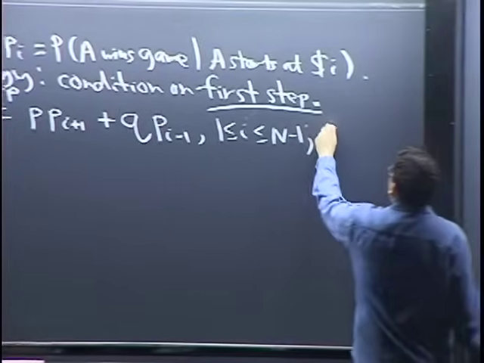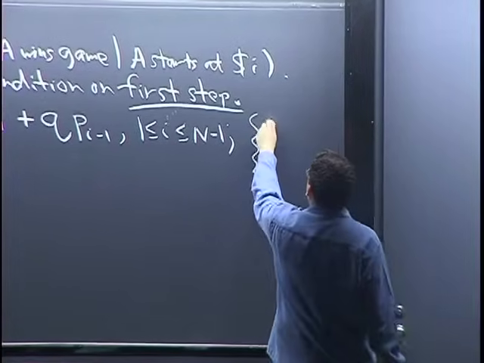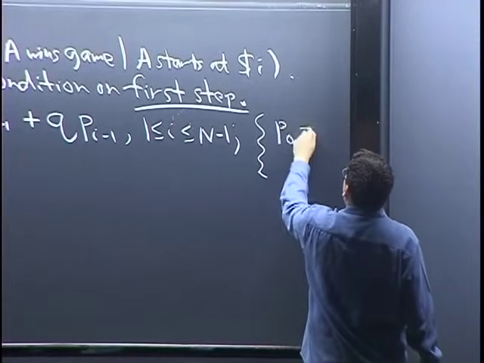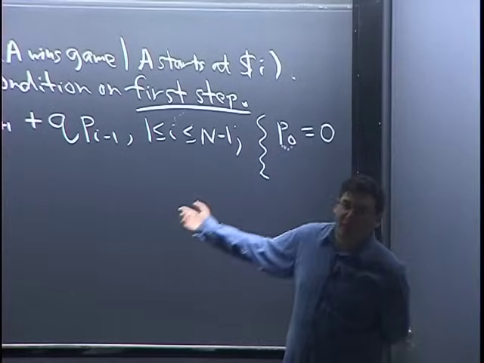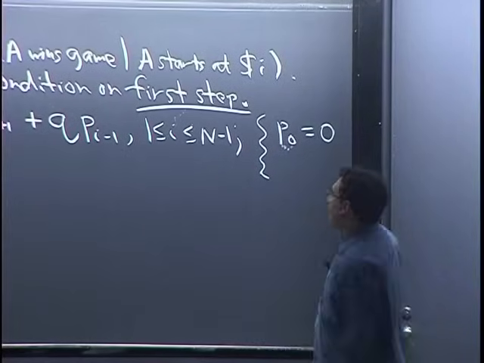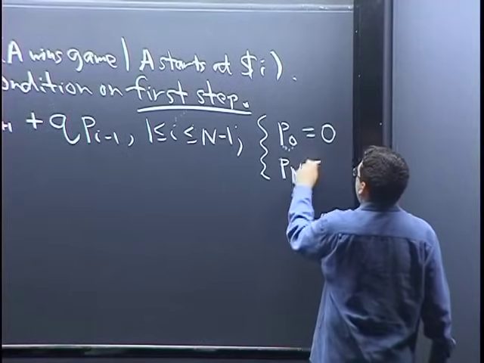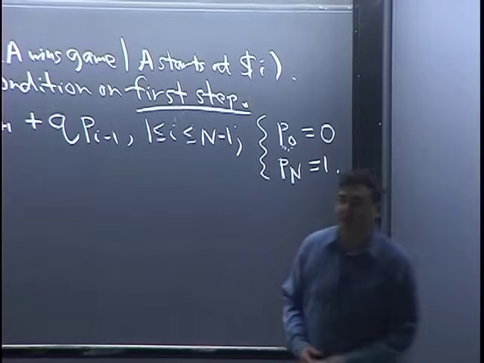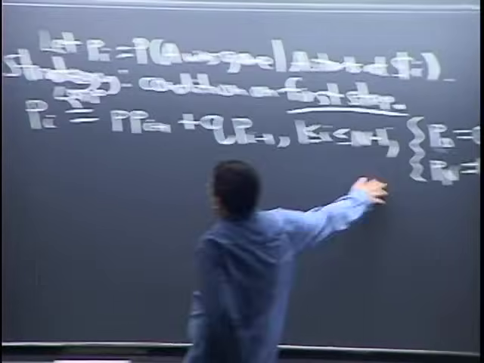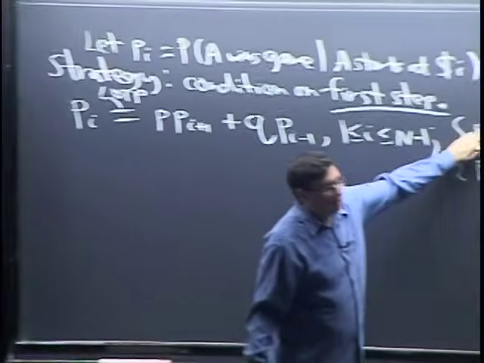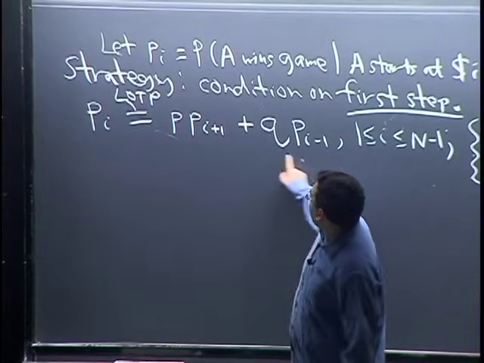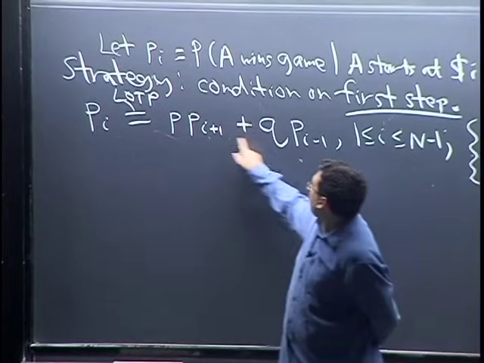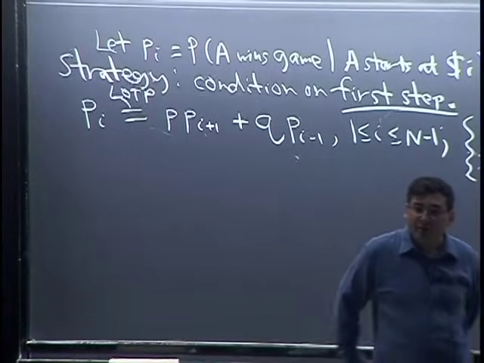And of course, we have two obvious extreme cases. P_0 equals 0. That's a pretty sad case where A starts out bankrupt and nothing happens. Similarly, P_N equals 1. That's the case where B starts out bankrupt. Okay? So we have these extreme cases. These are called boundary conditions. And then for everything that's not in the boundary, we've related P_i to P_{i+1} and P_{i-1}.